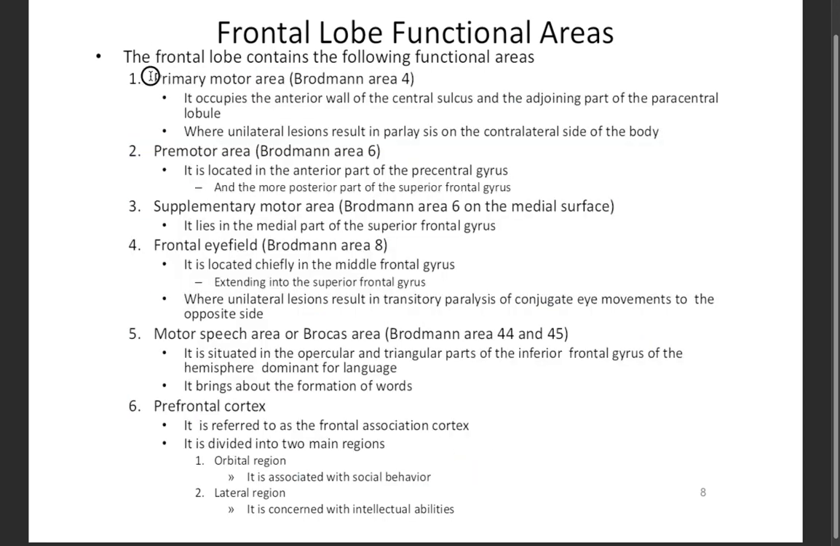We have the primary motor area, premotor area, supplementary motor area, frontal eye field, motor speech area, which is sometimes called Broca's area, most people call it Broca's area, and the prefrontal cortex. These are Brodmann areas 44, 45 and 46, the Brodmann areas we mentioned earlier, which are numbered based on the cytoarchitecture of these areas.